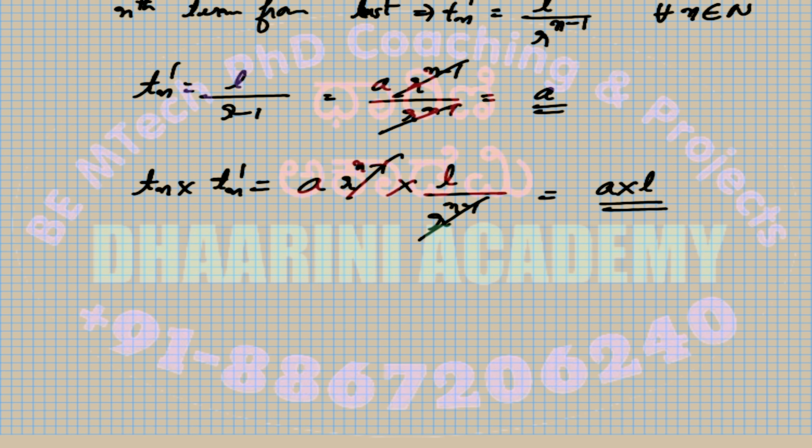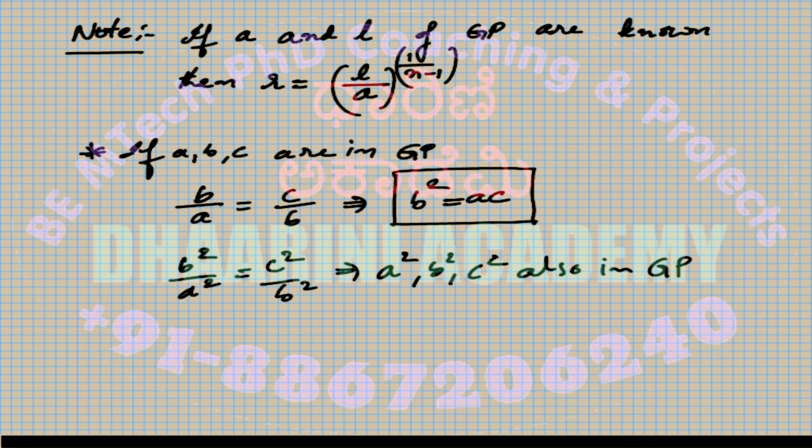If that is the case, let me square the above equation, that is B square by A square is equal to C square by B square. So this implies A square, B square, C square are also in GP, correct? Because it maintains the same ratio like the previous one. So if you consider three terms that are in GP, then their squares are also in GP. This is the conclusion that we can derive from this concept.